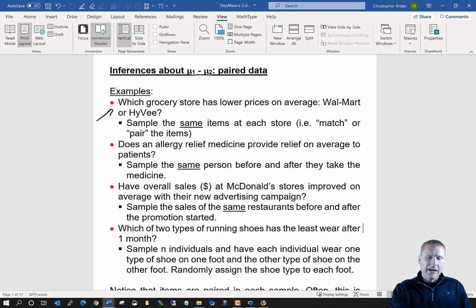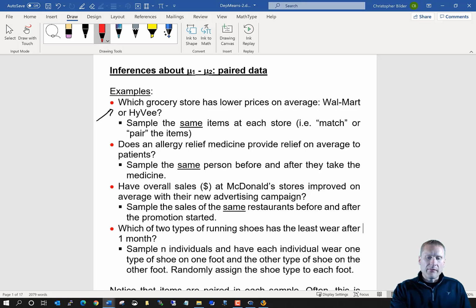An example that I have often had my students go out and perform is to determine which grocery store has lower prices on average. Let's say we want to compare Walmart to Hy-Vee. The key to doing this kind of experiment is to sample the same items at each store. In other words, match the two items up, or pair the two items.